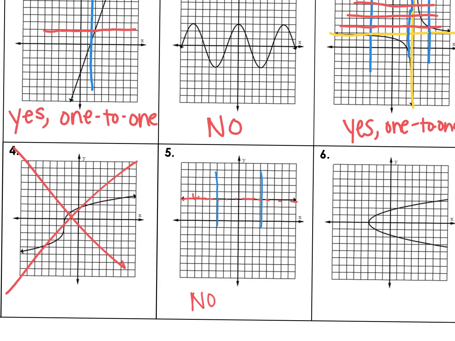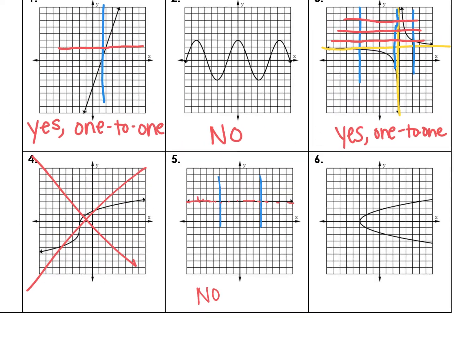Okay, and finally, number 6. On number 6, let's do the vertical line test. This does not pass the vertical line test, which means that this relation does not represent a function. However, if I do the horizontal line test, it does pass. So what does this mean? It means the original relation is not a function, but its inverse is a function. But regardless, it's not one-to-one.